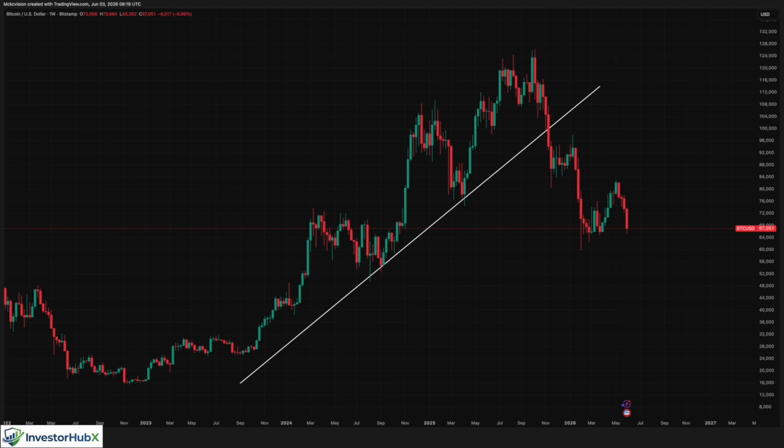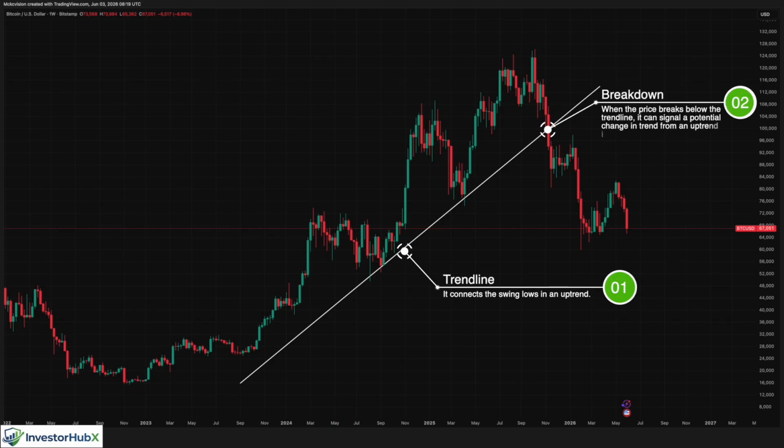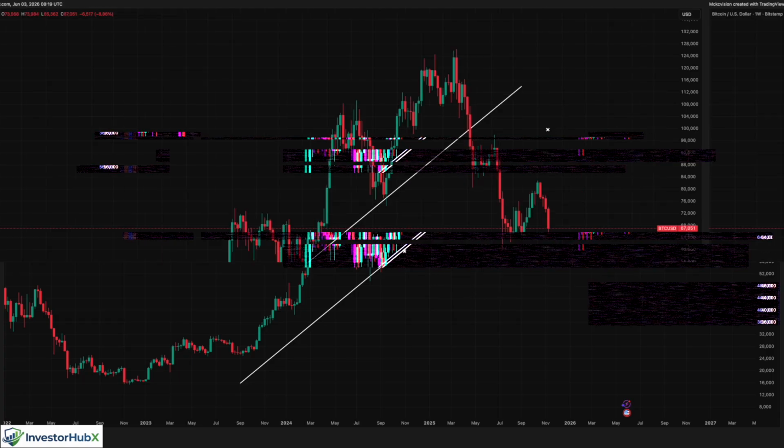So what is a breakdown? This is Bitcoin on the weekly time frame. The white line is a trend line. It connects the swing lows in an uptrend. When the price breaks below the trend line, it can signal a potential change in trend from an uptrend into a downtrend. This is called a breakdown. A breakdown occurs when price moves below a support level or breaks beneath an important trend line with strong momentum. In other words, it signals that sellers are gaining control of the market and pushing prices lower.